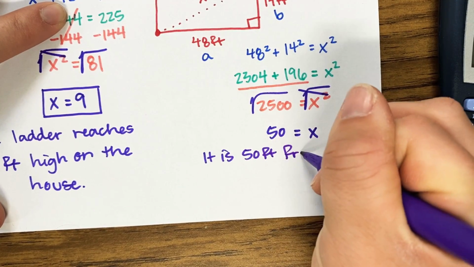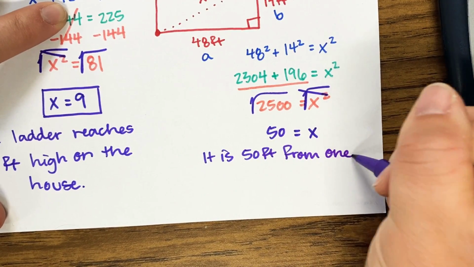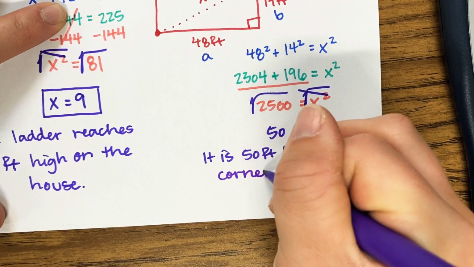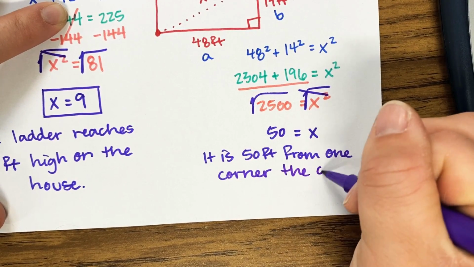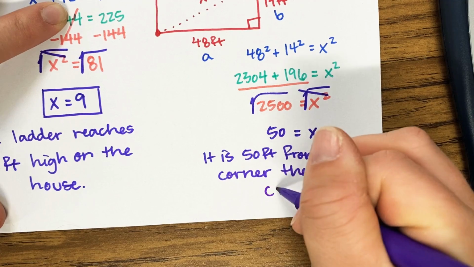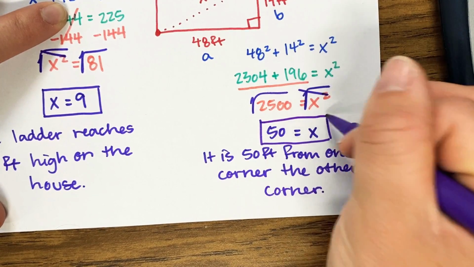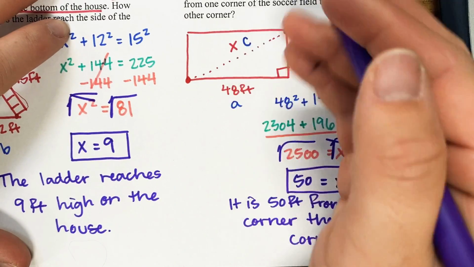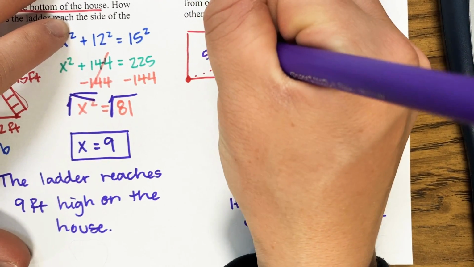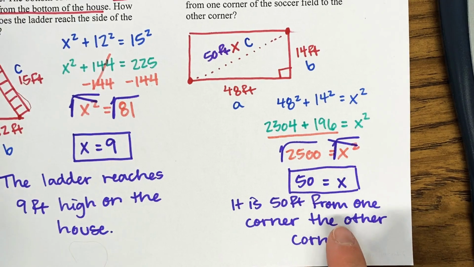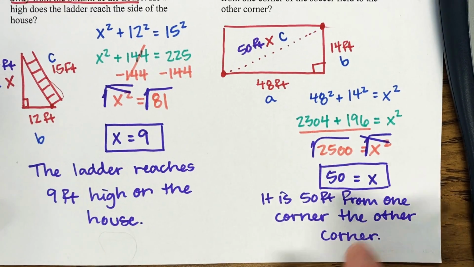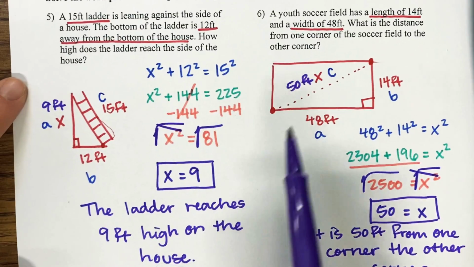feet from one corner to the other corner. So we know that this distance from one corner to the other corner is 50 feet. And there we go. We have solved some word problems using the Pythagorean theorem.